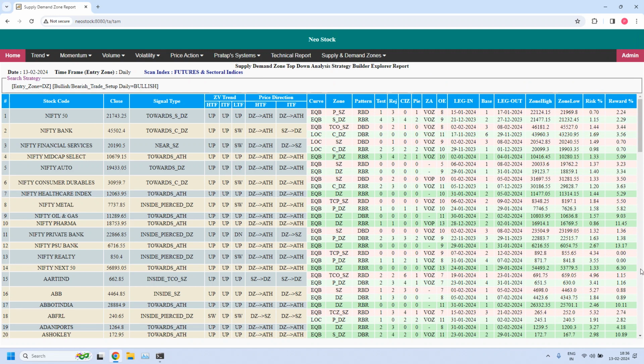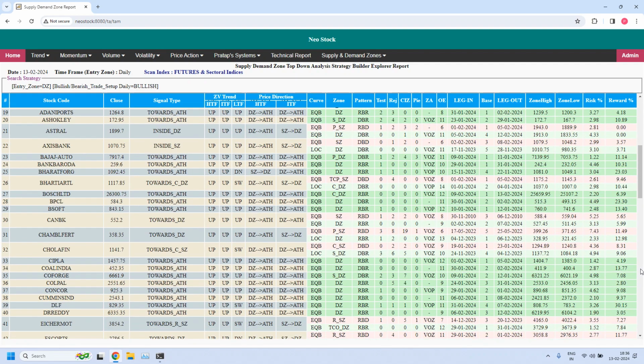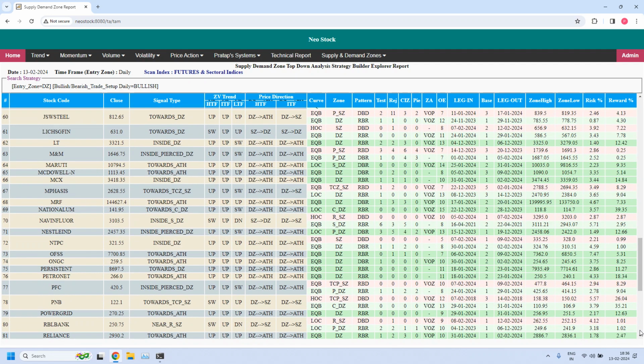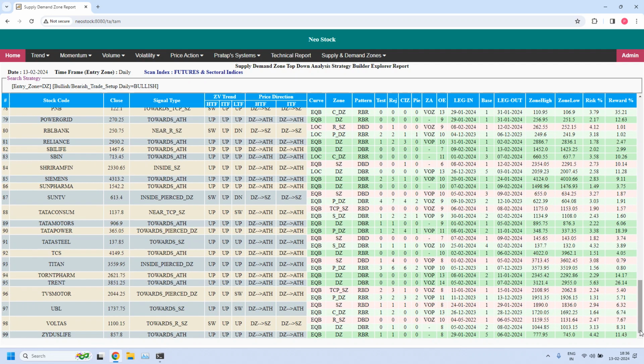I will keep on scrolling this list. I'll be giving you only a few seconds. If you want to study any particular stock or parameter, please pause the video and then study the parameters. After that, you can proceed further. So a total of 99 stocks are filtered. All these stocks are supporting bullish trade setup. All these are daily demand and supply zones.